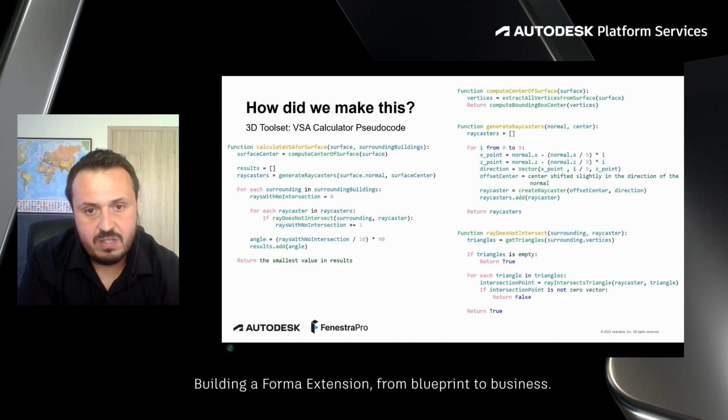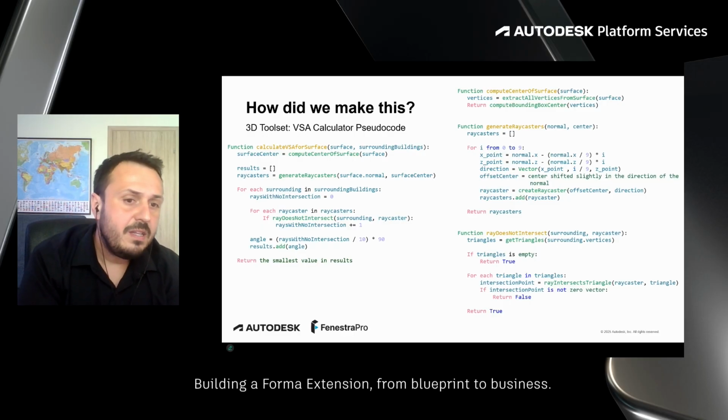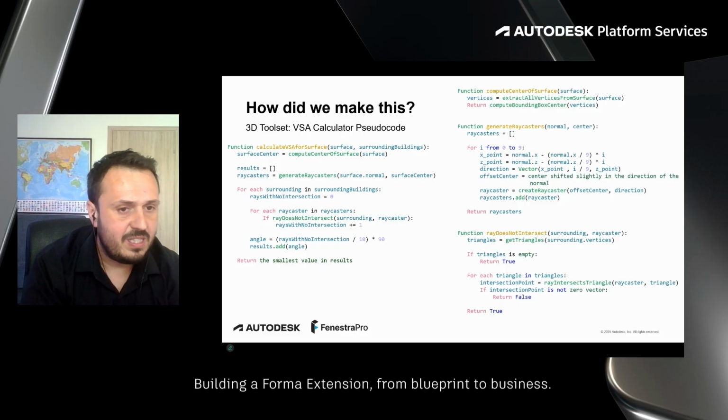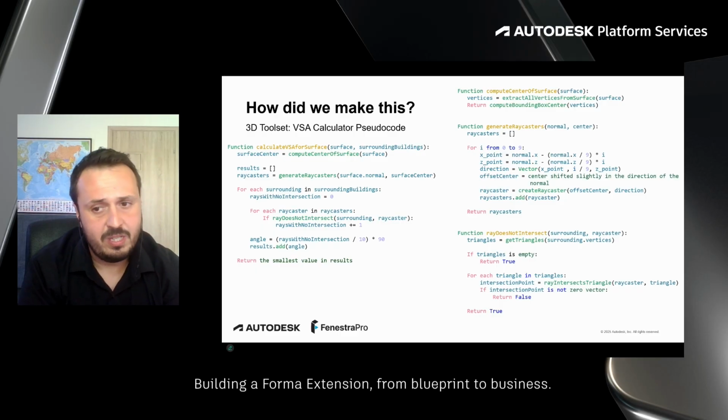If it's zero, we are providing false. If it's not, we are providing true. Then we have that adding results to our list. So what is this results list? Actually, this is the results for every single surrounding building. And now we are taking the smallest values.